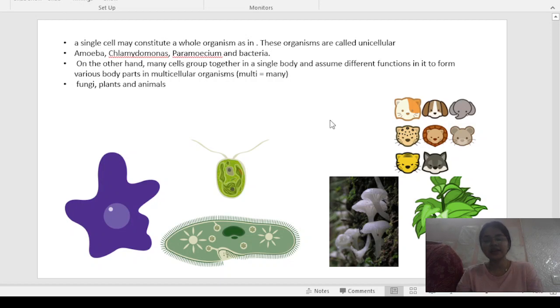On the other hand, the much more developed organisms like plants and animals, which have complex structures, have to carry out so many functions, so they are made up of many cells. They come together to form tissues and carry out different functions and to form various body parts. This is present in multicellular organisms, for example animals, plants and fungi. So this was the explanation for today's topic, cell. Thank you.